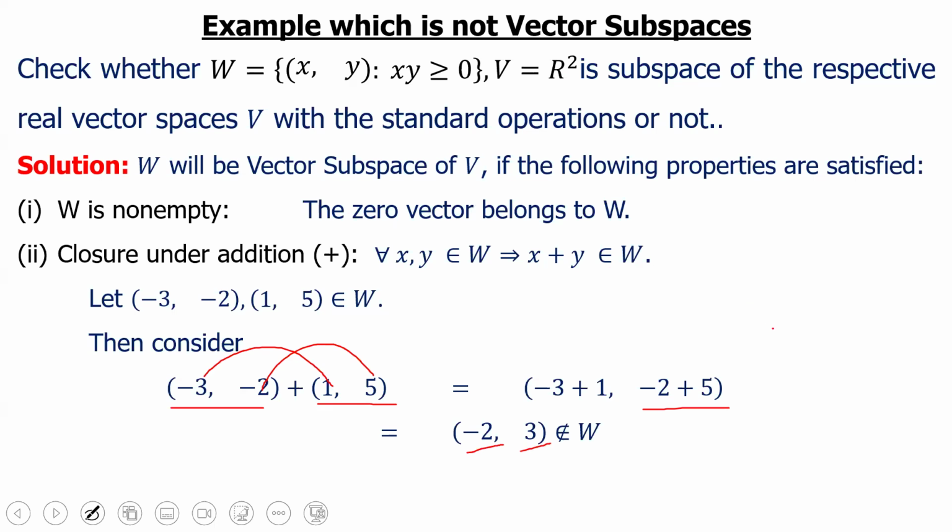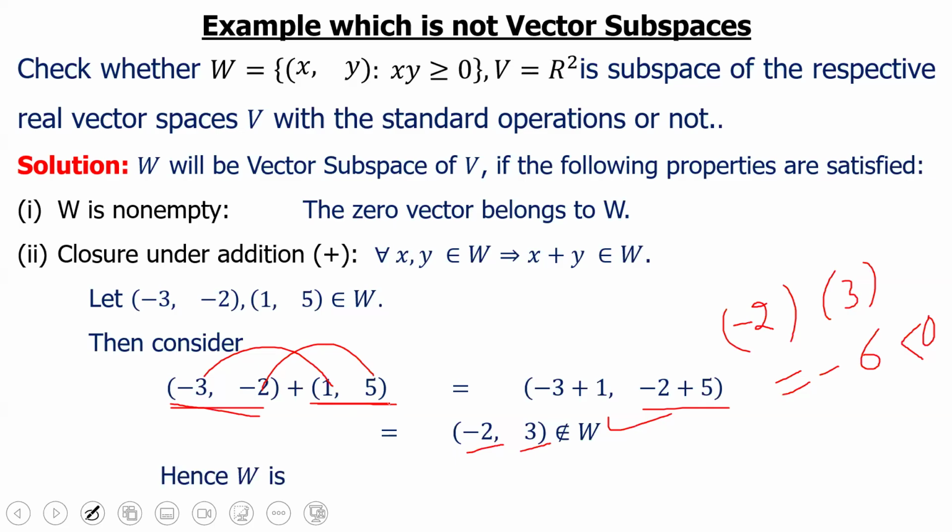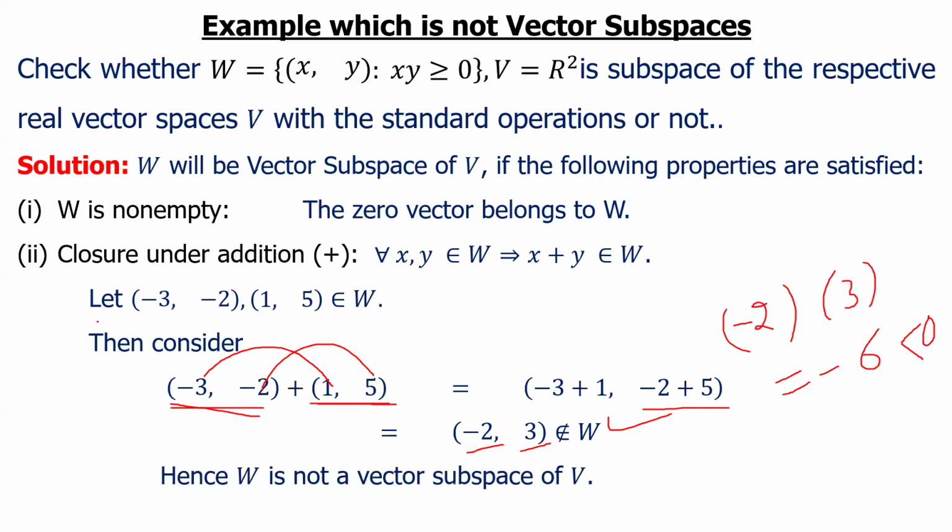If we multiply -2 into 3, we are getting -6, which is less than 0. Therefore, (-2, 3) is not an element of W. Since (-3, -2) and (1, 5) both are elements of W, but their sum is not an element of W, hence W is not a vector subspace of V. Thank you.